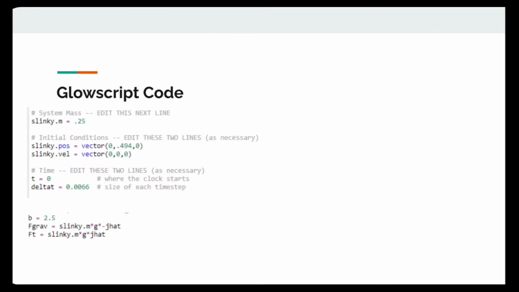Look at the GlowScript code used for the computer model. A Google search tells us that the mass of a slinky is about 0.25 kilograms. The initial position is about 0.494 meters off the ground with no initial velocity. The delta t is about 150 frames per second, or 1 divided by 150. And then our variable b used for the force of drag is about 2.5, given when we multiply density of air, cross-sectional area, and a few other physical constants. And then the force of gravity is the slinky's mass times g times negative j hat, which is a negative y direction. And then the force of tension is the opposite of the force of gravity, because we know that net force is 0 with the initial condition.